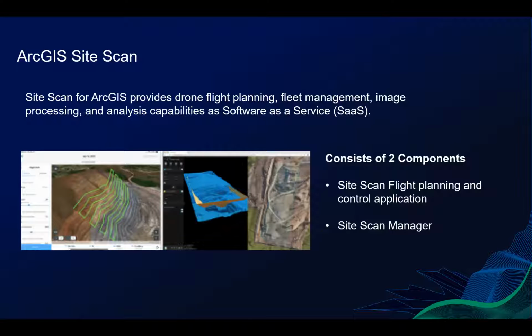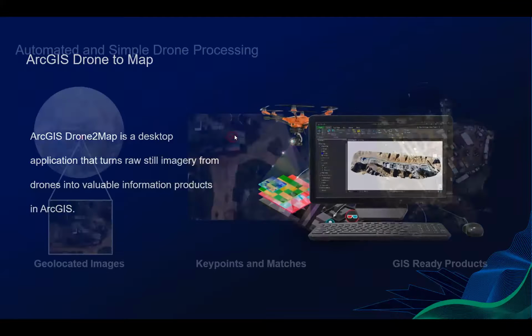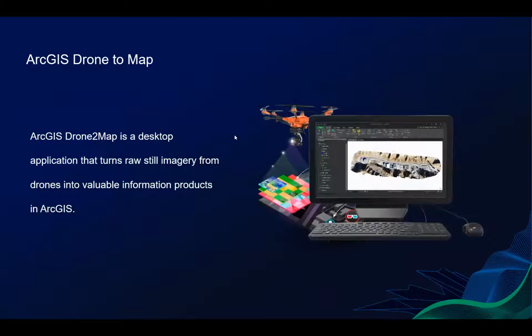So we have those two components. We have the Sitescan flight planning and control application, as well as the Sitescan manager. So that's the ArcGIS Sitescan, the end-to-end cloud solution that we have as Esri. Then the other solution that we have, of course, is the ArcGIS DronetoMap that I had already talked about, which is a desktop application that allows you to turn raw imagery captured from drones into valuable information products.